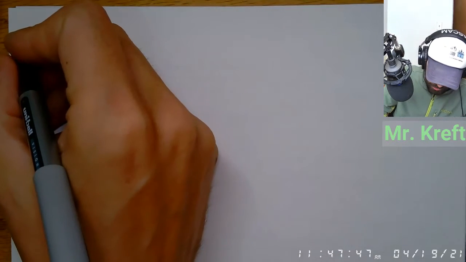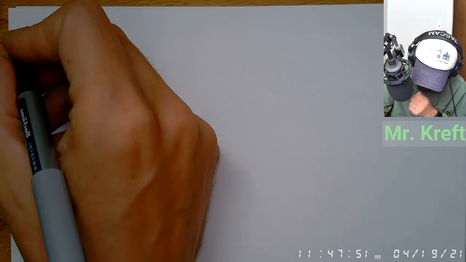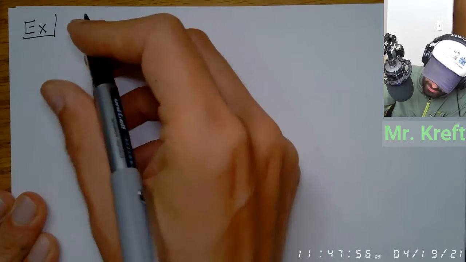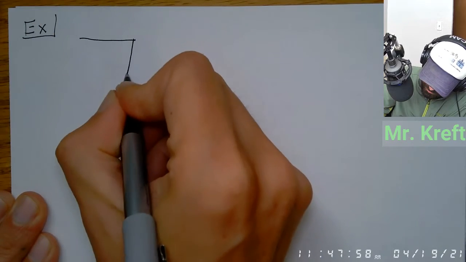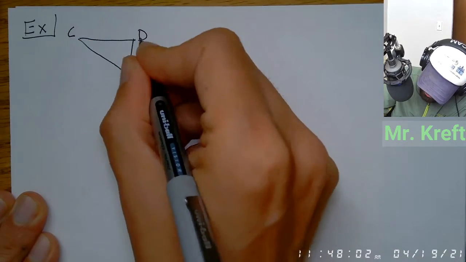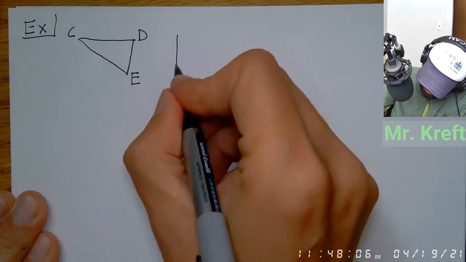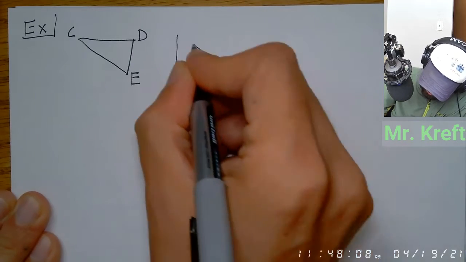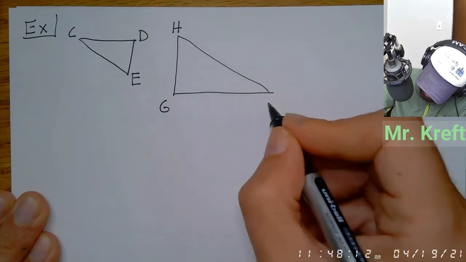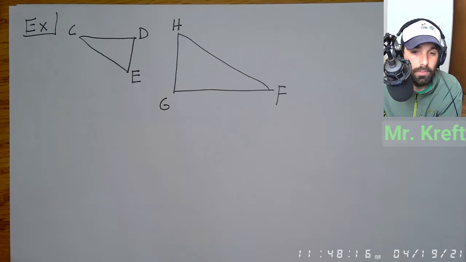All right. So, let's do an example of AA similarity. Okay, so here's an example. So let's say I have two triangles. And I'm going to label these. So let's say C, D, E. And then I'm going to have another triangle. And let's call this H, G, F. Okay, so I got two triangles.